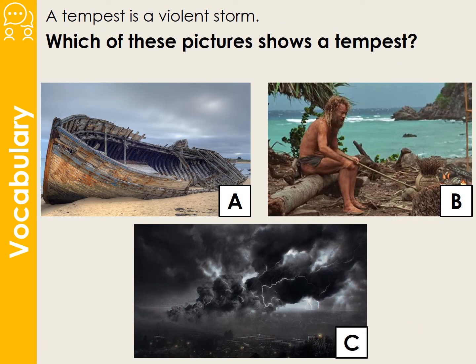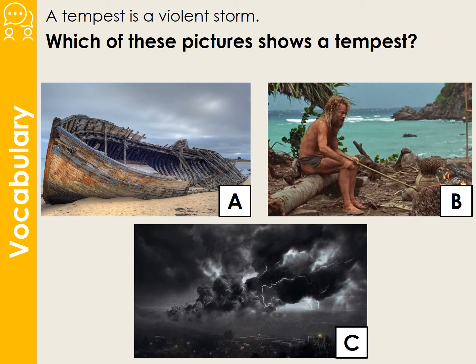So a tempest is a violent storm. That is simply what a tempest is. So which of these pictures shows a tempest? So A, we've got a bit of a boat there that's been cast ashore, perhaps in some kind of storm. We've got, I believe that's Tom Hanks, perhaps in Castaway, on a beach there, not looking very happy. And then at the bottom there, we've got some pretty violent weather. So which one of these images shows a tempest? Have a think.